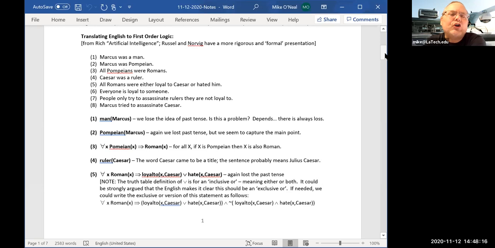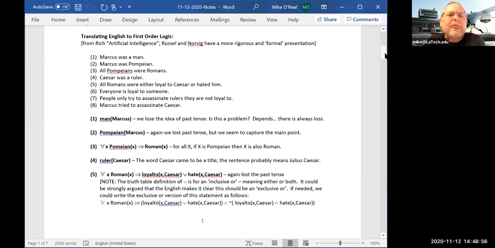Now notice, you could not, in propositional logic, I could not have written statements 1 and 2, because I could say Marcus man as just a proposition, but that wouldn't really make any kind of linkage between the concept of man and the instance Marcus, right? And same thing with Pompeian. Saying that Marcus is Pompeian, the way we're doing it here in first order logic is you're indicating that Marcus is an instance of Pompeian is what you're doing here.